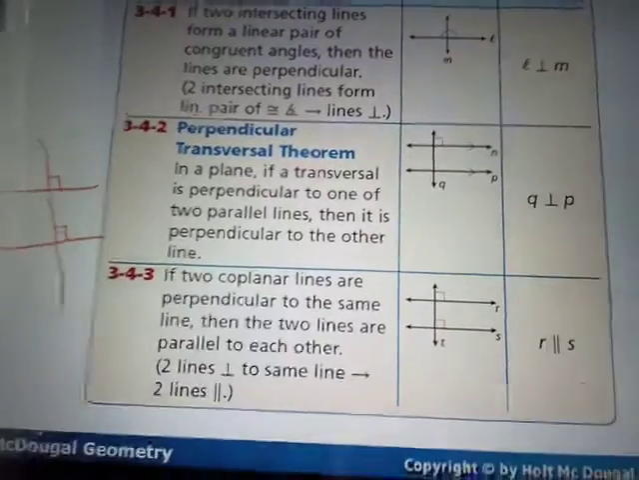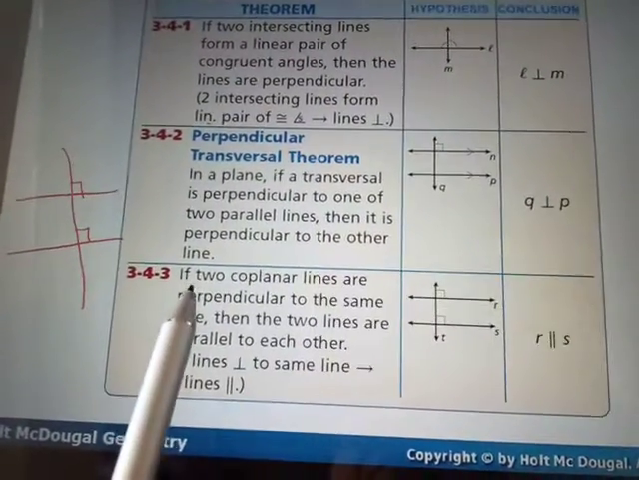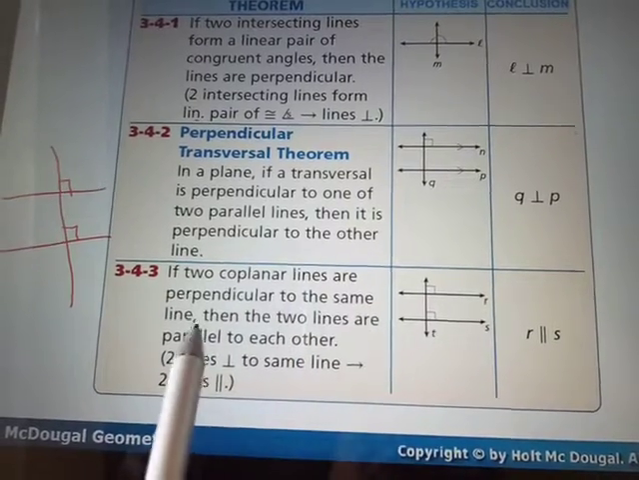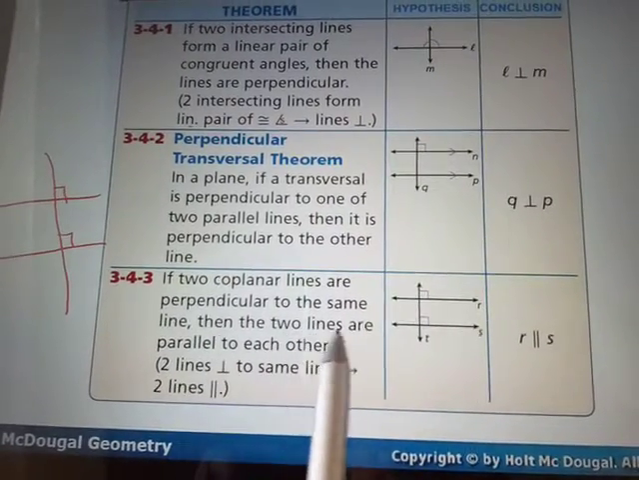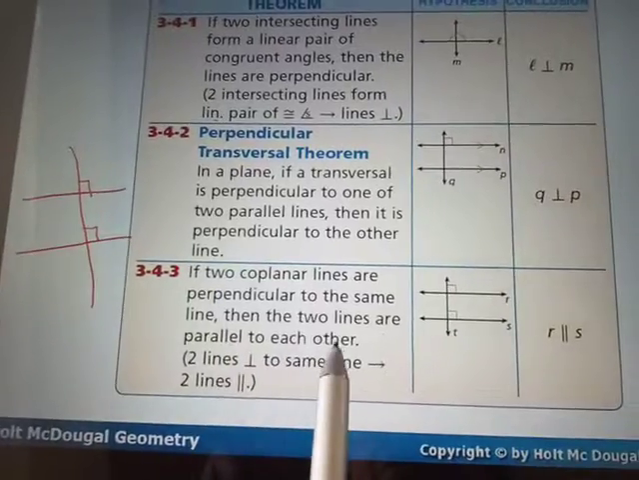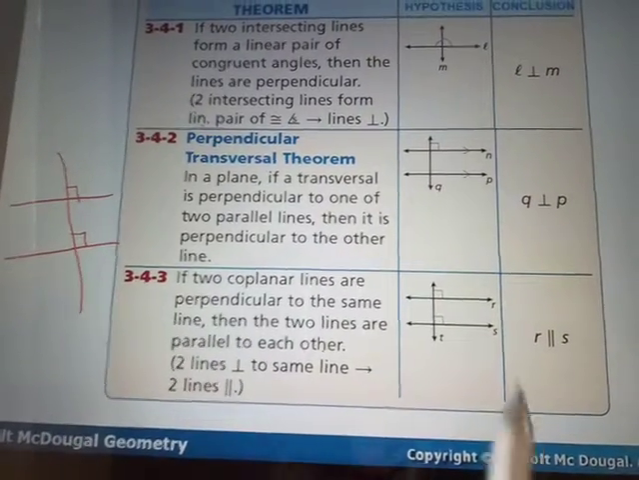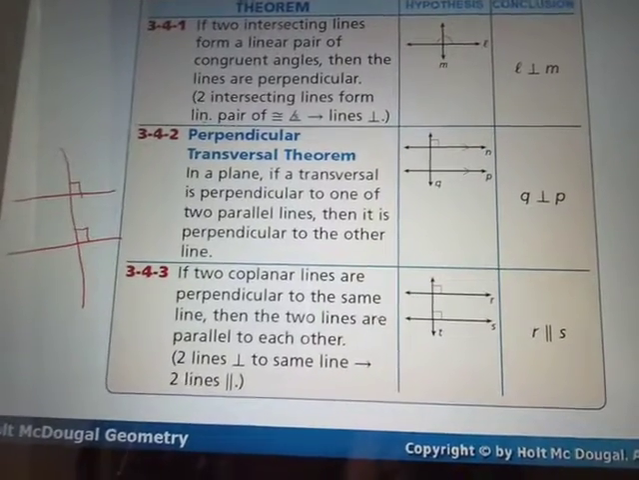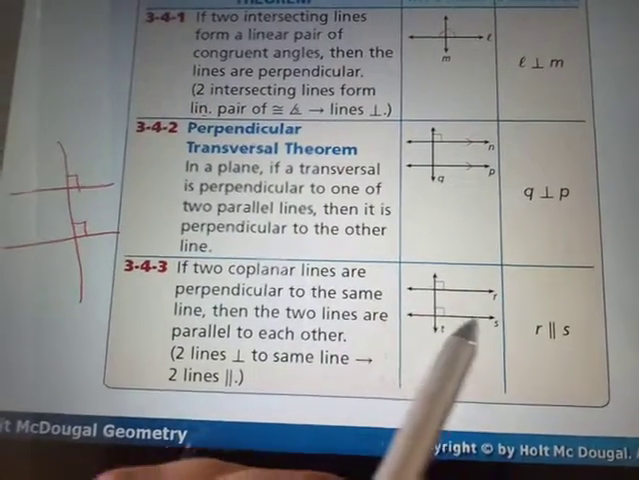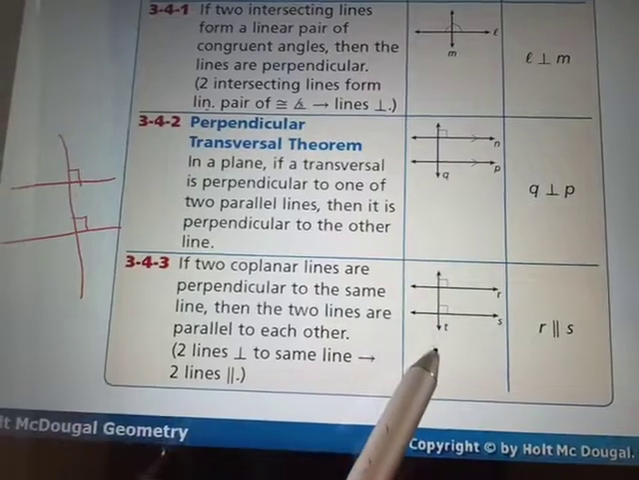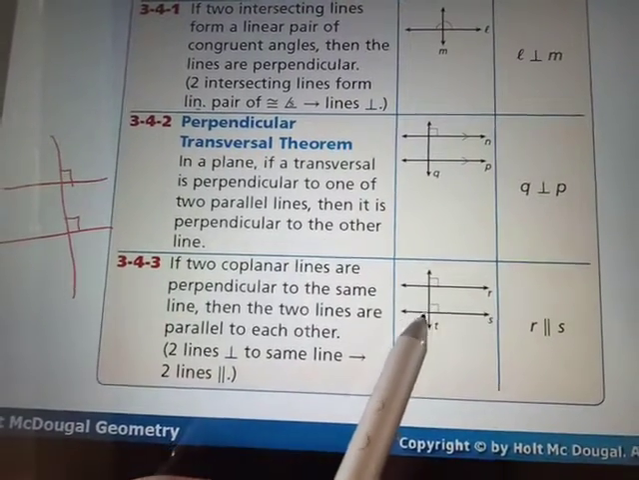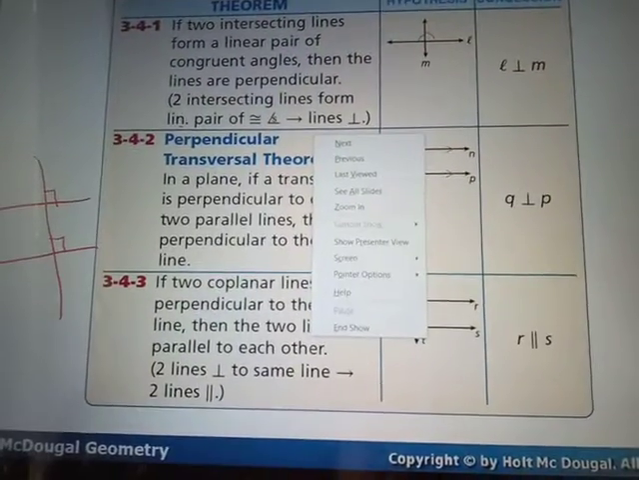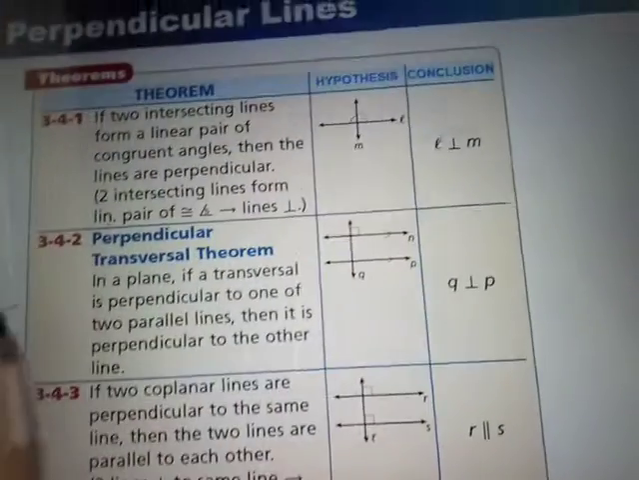Okay. The third one: if two coplanar lines are perpendicular to the same line, then the two lines are parallel to each other. What is the meaning of this? If I have two lines, and he didn't mention they are parallel, but the transversal is perpendicular to both of them, so they are parallel lines. Understood?